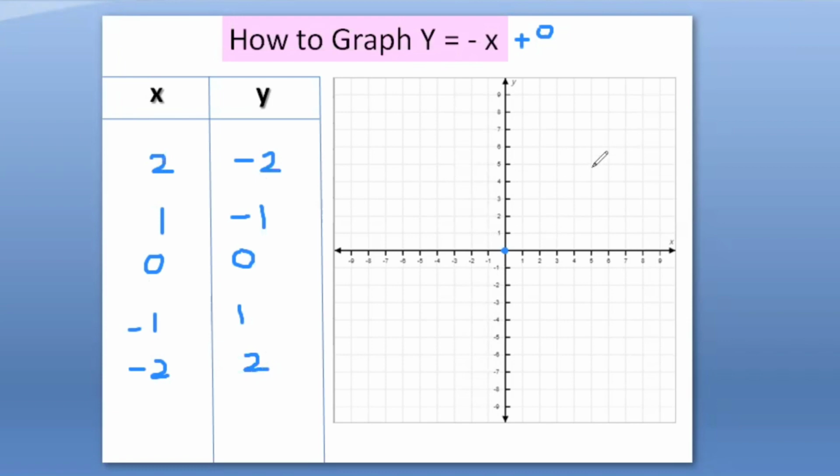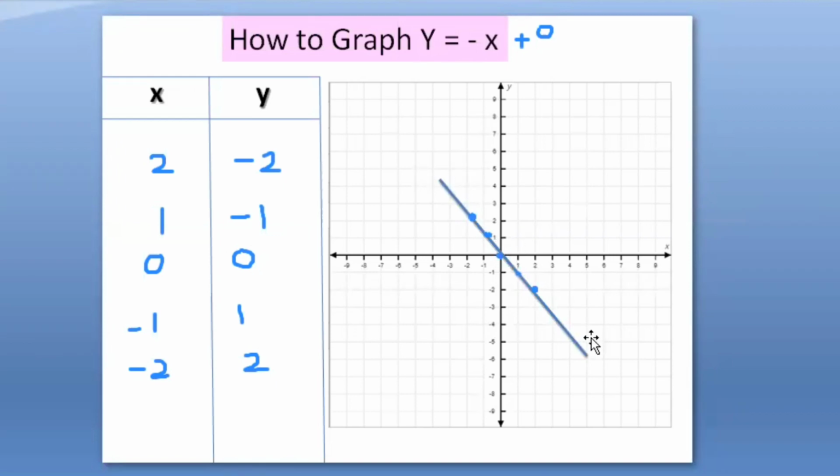Now it's time to plot all the values. The points on the graph for the given table are 1 on the x-axis and minus 1 on the y-axis, then 2 and minus 2, then minus 1 on the x-axis and positive 1 on the y-axis, and minus 2 on the x-axis and positive 2 on the y-axis. This is the line we got.